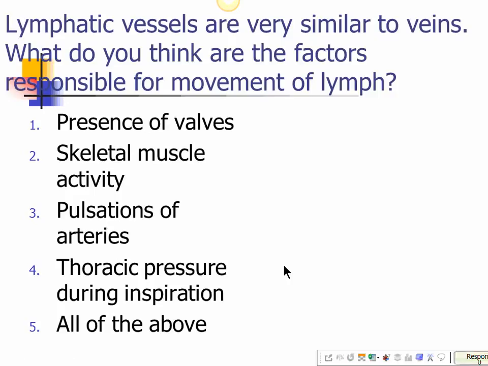Okay, so I already kind of told you this question. Lymphatic vessels are very similar to veins. So what are the factors responsible for movement of lymph? So I mentioned, it's really all of this, including pulsations of arteries, because very often they lie close to lymph nodes, to lymphatic vessels and veins, and that helps too. Okay.